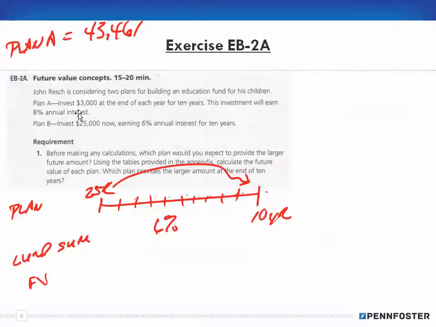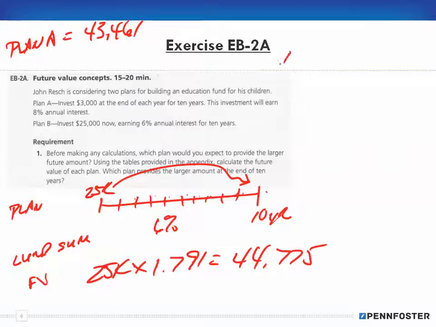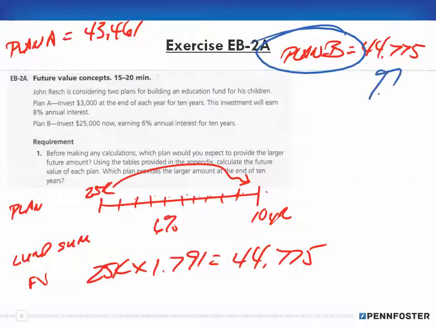So now when I take the 25,000 times 1.791, that will yield me 44,775. So plan B is equal to 44,775. And of course, now which choice am I going to make? Well, obviously, I'm going to choose plan B because 44,000 is greater than 43,000.